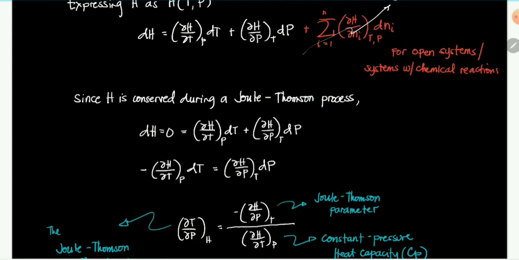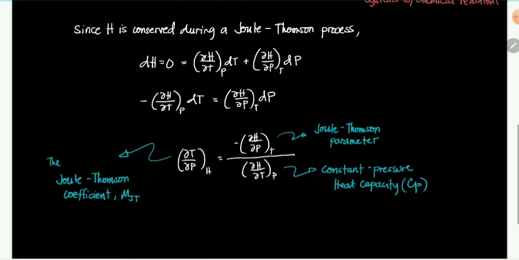We divide both sides by dP. Okay, we now get the change in the temperature with respect to pressure at constant enthalpy. This is the Joule-Thomson coefficient, mu JT, which is equal to the negative of the change in the enthalpy with respect to pressure at constant temperature. This is the Joule-Thomson parameter. Wala tayong abbreviation, or wala tayong symbol for that. This is the partial of H with respect to temperature at constant pressure. This is the constant pressure heat capacity, Cp.